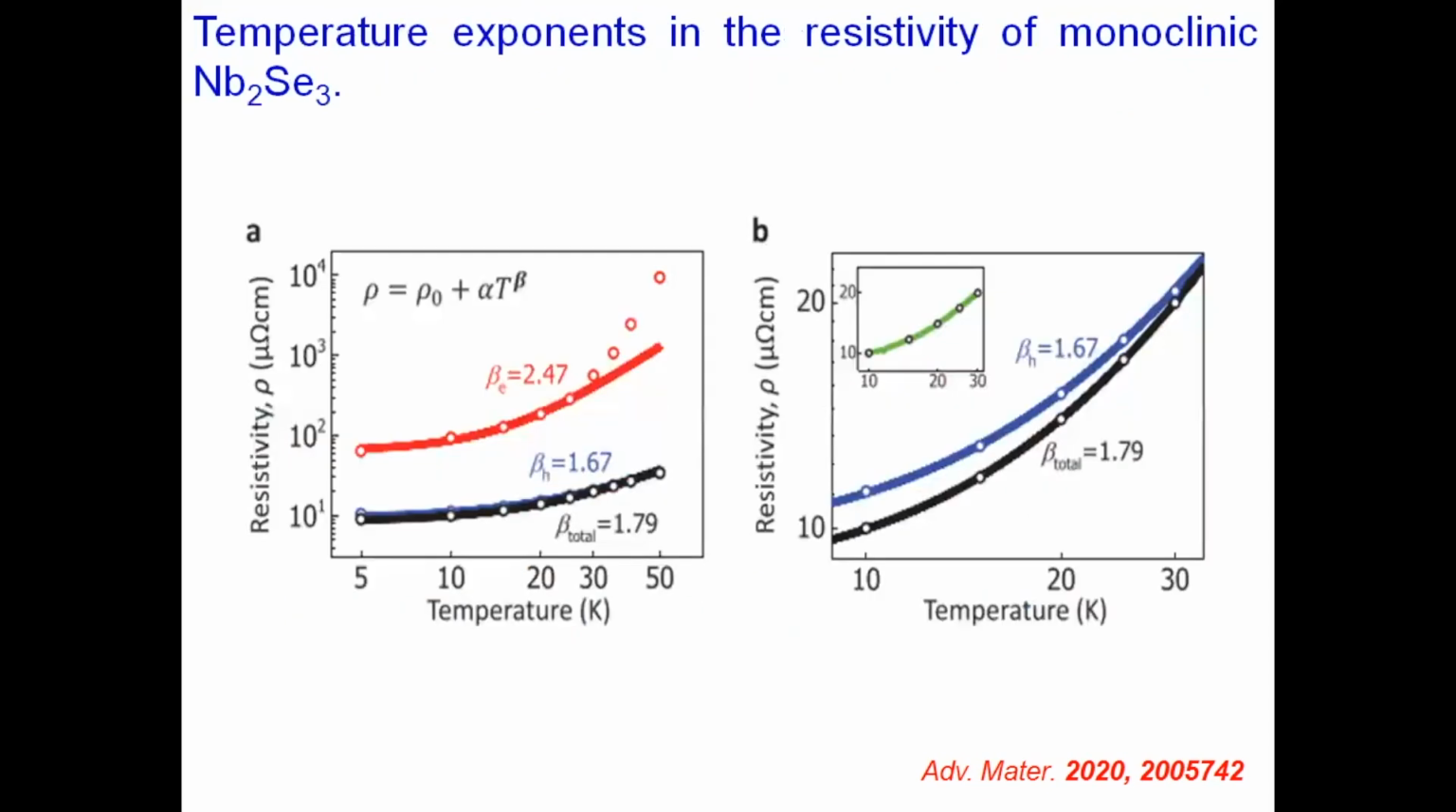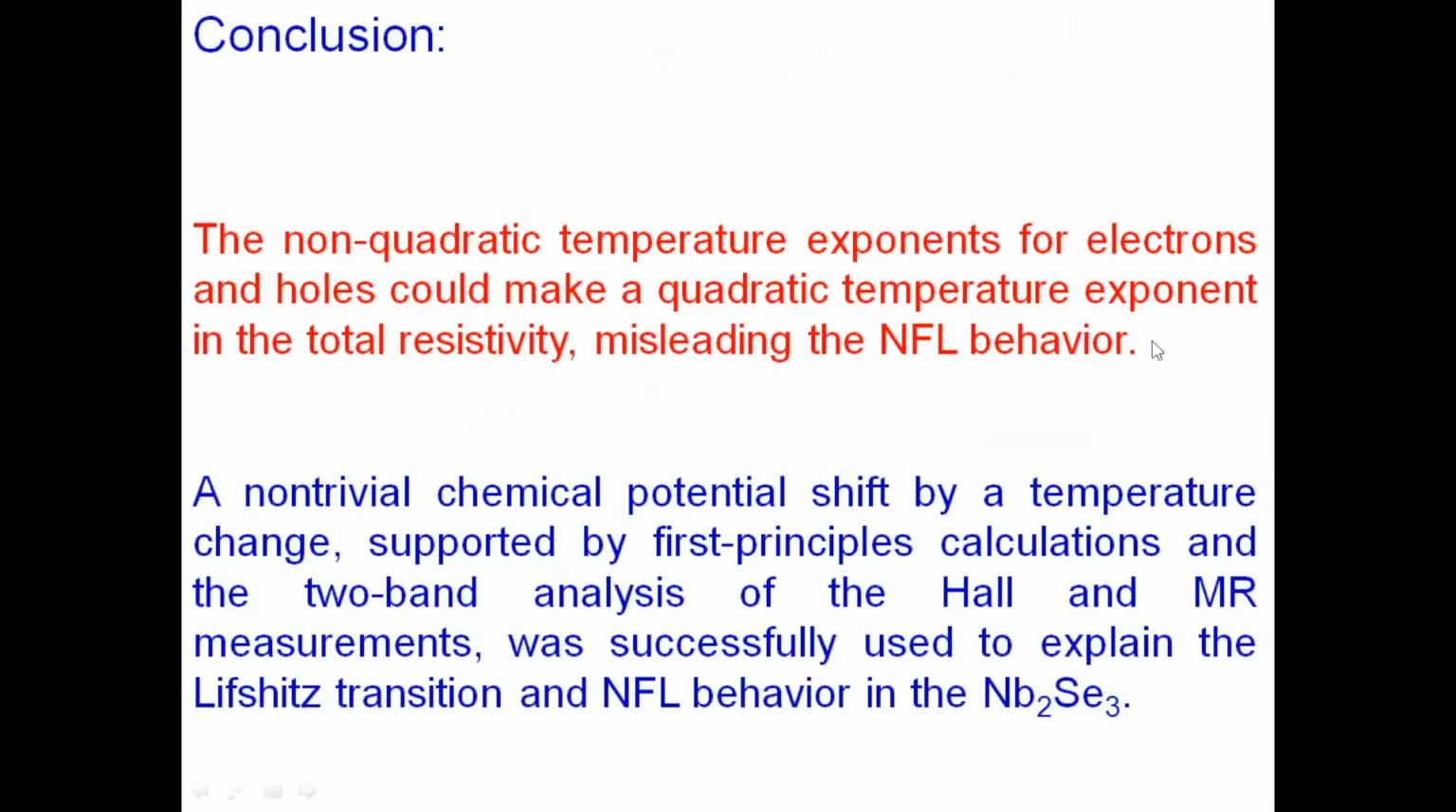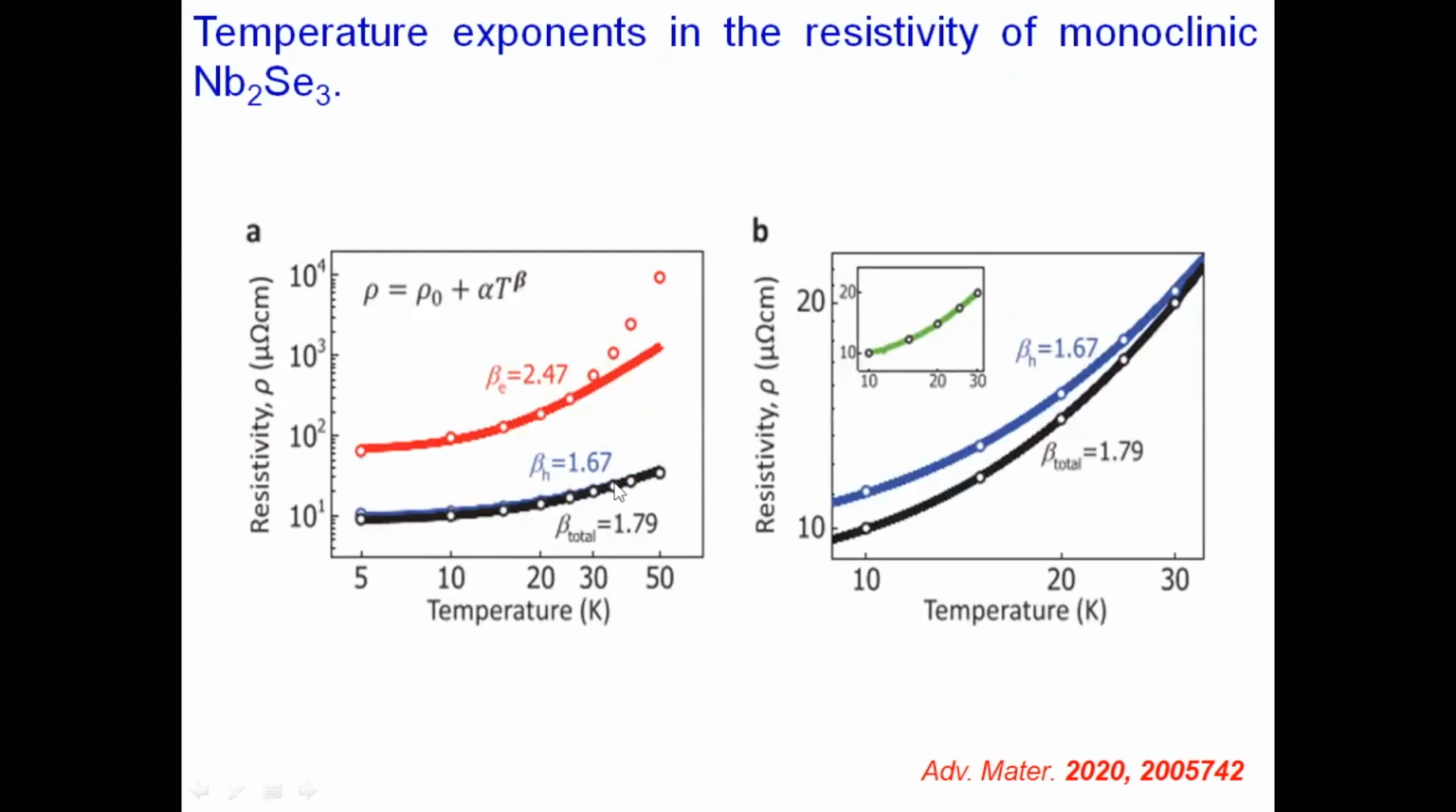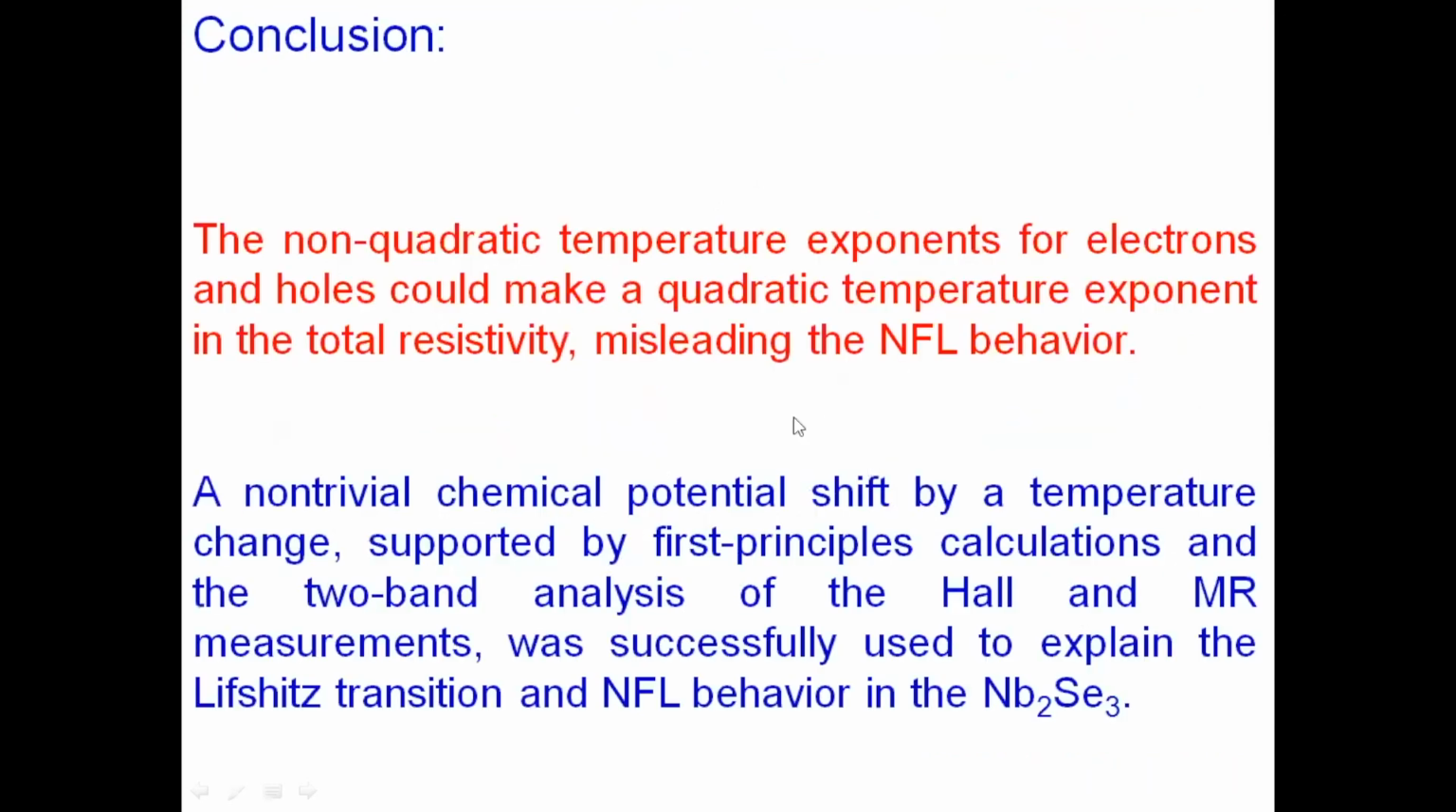So the finding, the take-home message is, the non-quadratic temperature exponent for an electron and hole could make a quadratic temperature exponent. One can ask the question, okay, if you take the two-band model and you are very much getting the exponent which you have obtained experimentally, beta total 1.8, then why individually are you trying to do this? That is the reason. Because one can have non-quadratic temperature exponent for electron and for a hole separately, but when you put them together, they can actually have quadratic temperature exponent resistivity, and you may misinterpret that probably this is also following the Fermi liquid behavior, which is wrong. That is why they have separately tried to fit it and see whether the individual exponent is anywhere closer to Fermi liquid.